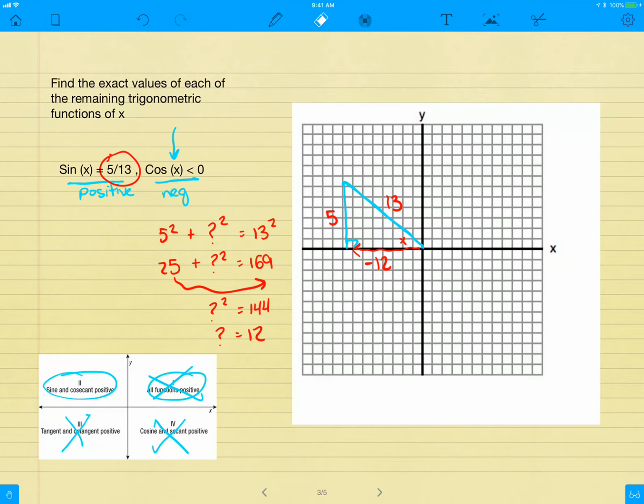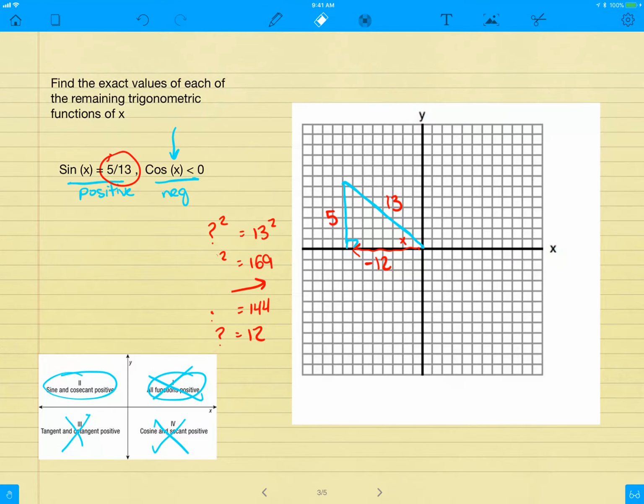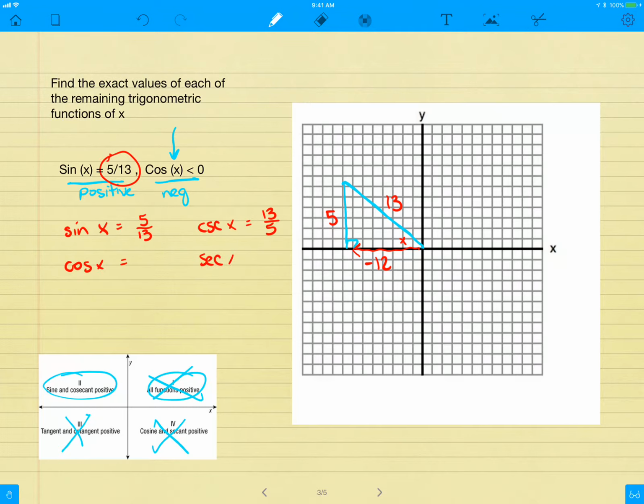Now I can set up all my trig functions. If I get rid of this, we know that that wall was 12 because of the Pythagorean theorem. So you should not get sine wrong. Sine of x, that's the 5 over 13. You shouldn't get its reciprocal wrong. Cosecant, that's 13 over 5. The other trig functions are cosine, secant, that's its reciprocal, tangent, and cotangent.